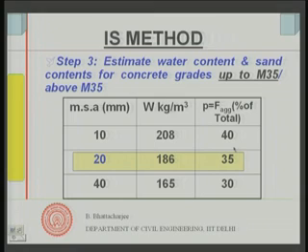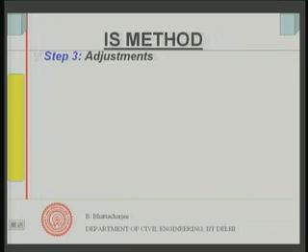So, I think this should be clear. The first thing I find out is that it is below M35 grade of concrete. So, I just check what my MSA is, and in this case my MSA is 20. With 20 MSA we find out the starting water content and the volume percentage of fine aggregate in the total. Having done that, we can now find out how much adjustment is required.